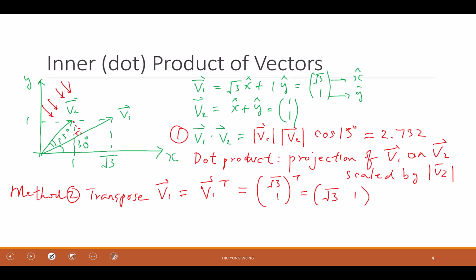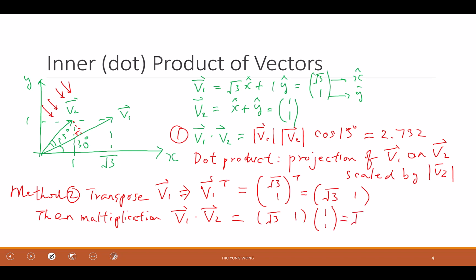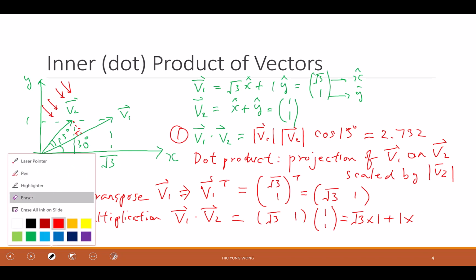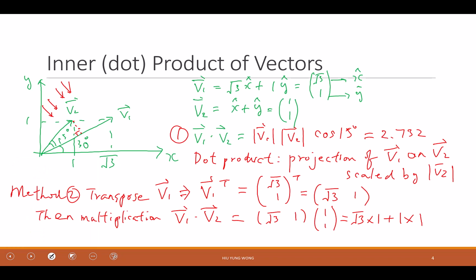You do the transpose, and then do the multiplication, right? Then you just do the matrix multiplication. That is why I say I need you to at least know what matrix multiplication is. Then V1 dot V2 is equal to, this becomes square root 3, 1 times 1, 1. Anyone know how to do this multiplication? He said it is square root 3 times 1 plus 1 times 1. If you're not familiar with this, now learn it. And it is just a rule, memorize it, like how you learned division.